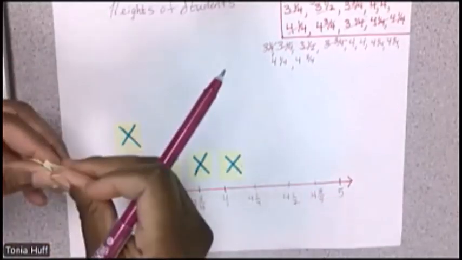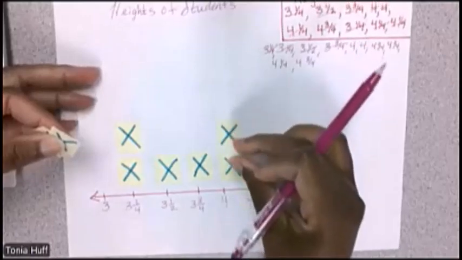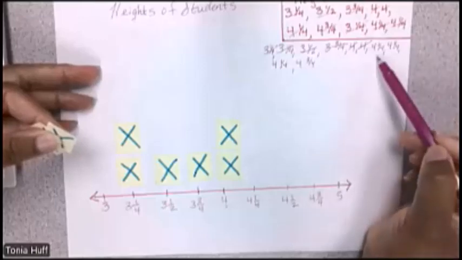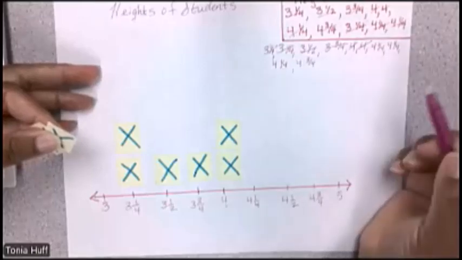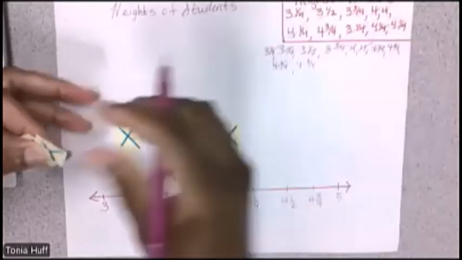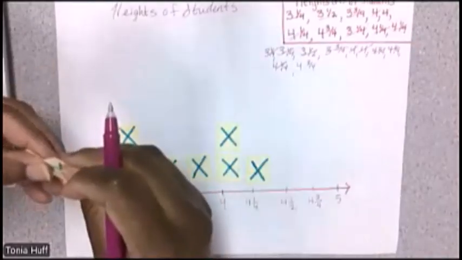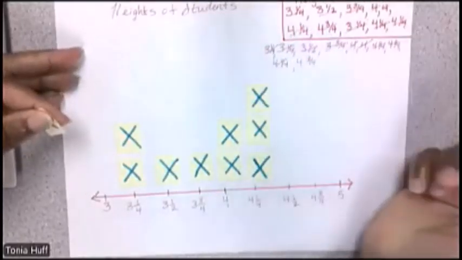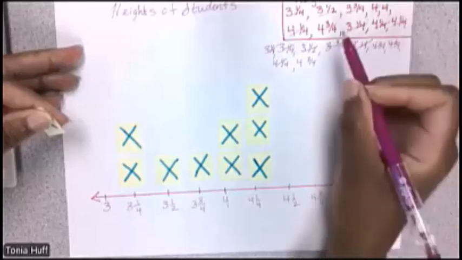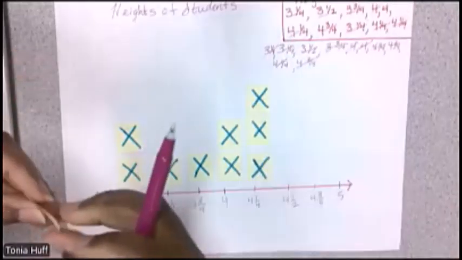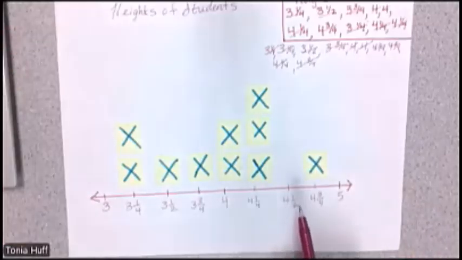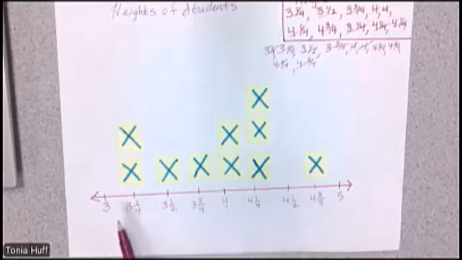And it is important that students understand that each X represents a person or part of the data that you are looking at. 4 1/4, 4 1/4, 4 1/4. There are 3 people who are 4 1/4 feet high. And then lastly, I have someone who is 4 3/4 feet high. No one was 4 1/2 feet, but that's okay. They're going to come between those 2 data points, and that's fine. But we have to make sure we are numbering in regular intervals.